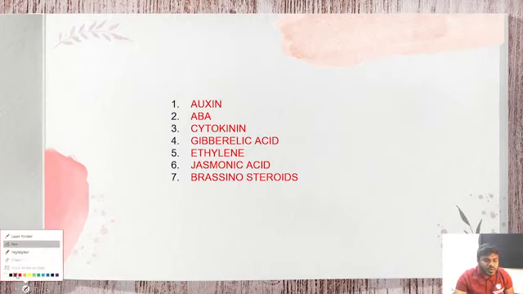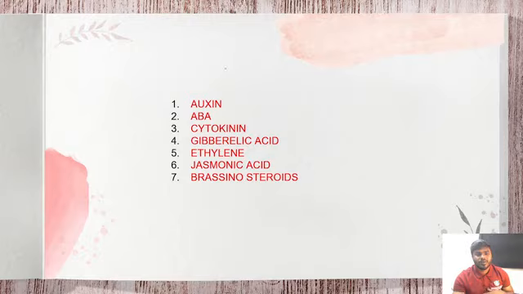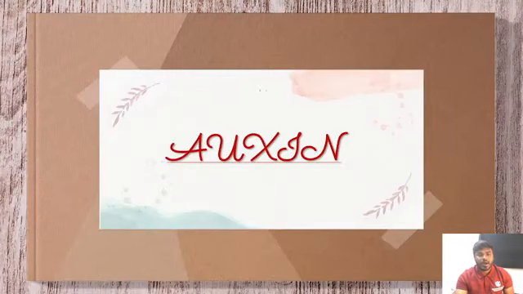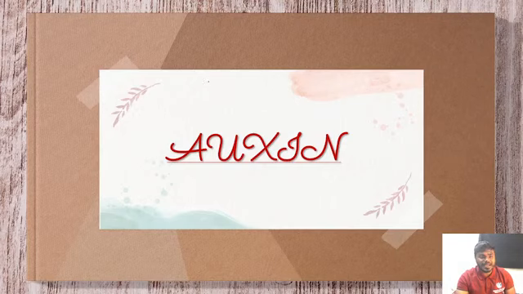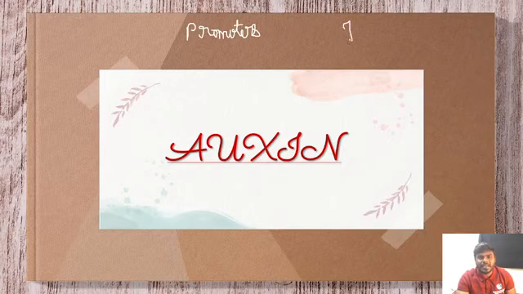Okay, based on what criteria do we categorize the hormones? First of all, pay attention, friends. We categorize the hormones into different types based exclusively on whether they are promoting growth or inhibiting growth. If they promote growth, we call them growth promoters. If they inhibit growth, we call them growth inhibitors.